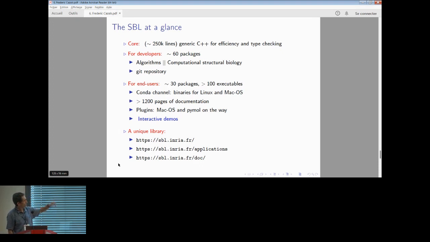And so I invite you to take a look at these resources: the front page of the library, the application for end users, and finally the documentation, from which you get a full overview of low-level algorithmic classes.